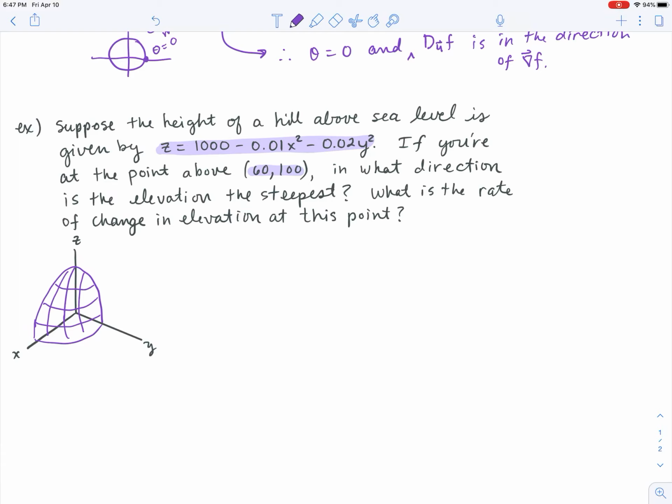And then what's meant by the point (60, 100)? If you go out 60 in the x direction and out 100 in the y direction, let's just say we're about there. Then on the floor is where this (60, 100) occurs. And then you just come up to whatever the z value is. So if you wanted to find the z value, you could just plug it into there and you would get your elevation.